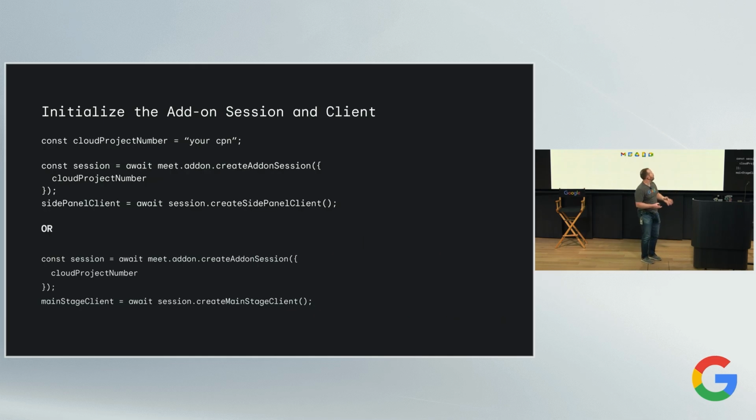Once you do that, and I'll show you this a little more in context in a bit, the actual creation of the client and the session are pretty straightforward. You're going to pass your cloud project number in, which is the one you used to create the add-on earlier in the Cloud Console. You're going to create the session, and then from the session you can create a client, whether you're in the side panel or the main stage.